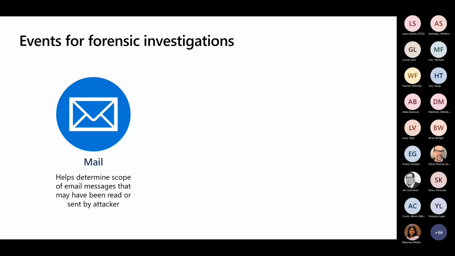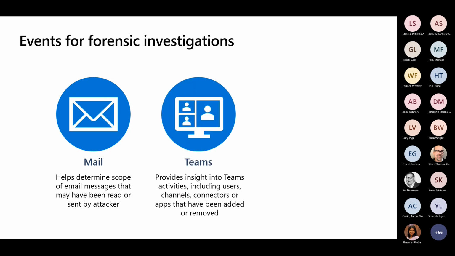Investigators can use a send event to identify emails sent from a compromised account. And we've got all kinds of information here, including internet message ID, subject line, and if the message contained attachments. And when BB starts to actually demo this stuff later, you'll get to see this stuff up close.